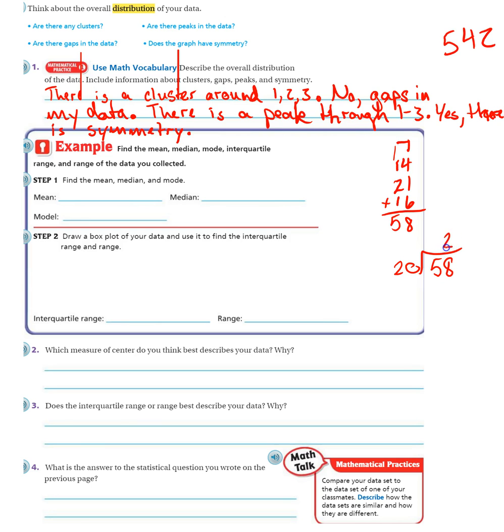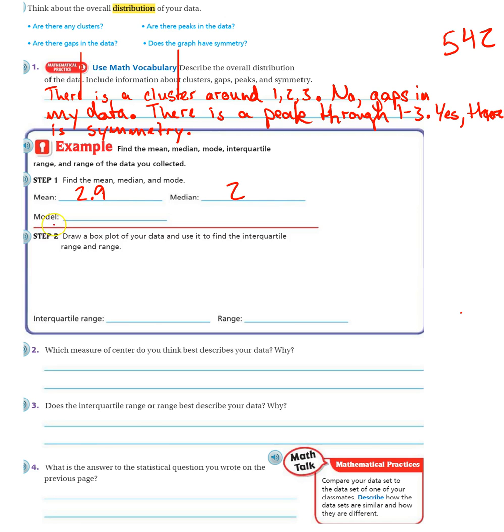And that goes in what? Twice. 40, subtract gives me 18. Add a decimal, add a 0, bring it down. Bring my decimal up. 9. So 2.9 is the mean for the data I collected. The median, I already found it because I did a dot plot. It was 2.